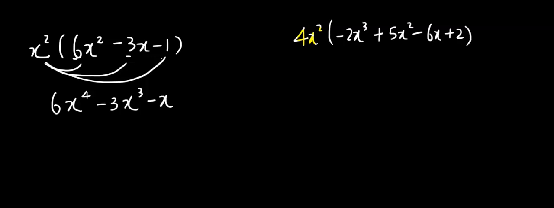Negative x squared. And you also need to check if the exponent is decreasing from left to right. If it's not, you need to rearrange it. Everything looks good, so let's move to the second one.